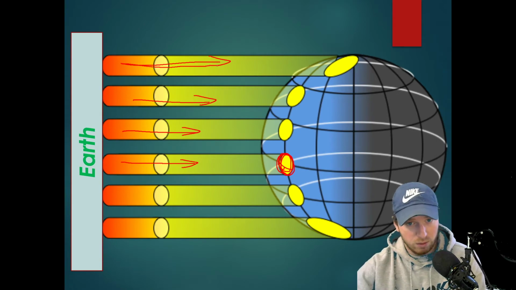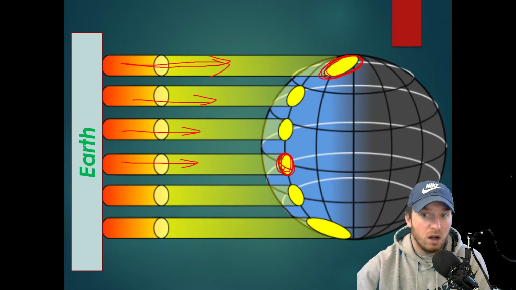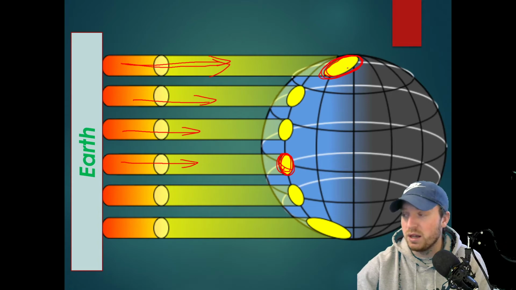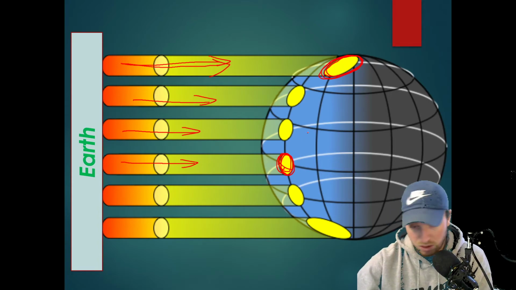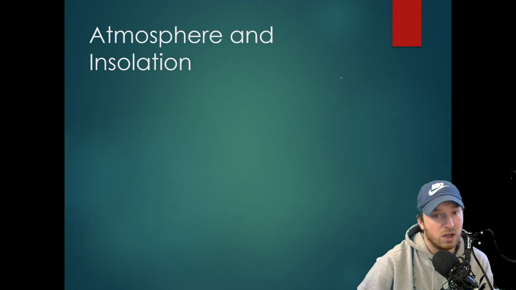But if we have a parallel ray that's coming in, and it's covering a larger area like this, because it's covering more of the curved side of the sphere, this area is going to be colder. It's not because it's getting less energy, but because that energy is being spaced out over a larger area. You're giving the same amount of energy to a larger area, which means it's not going to get as hot. Okay? So let's talk about the atmosphere.